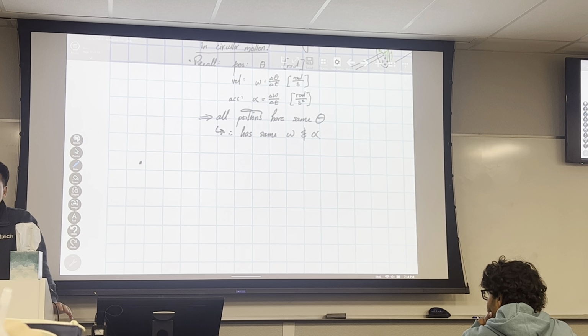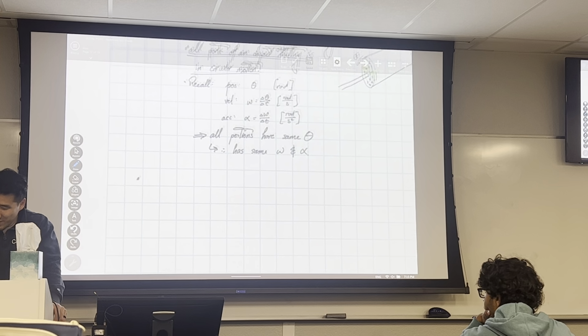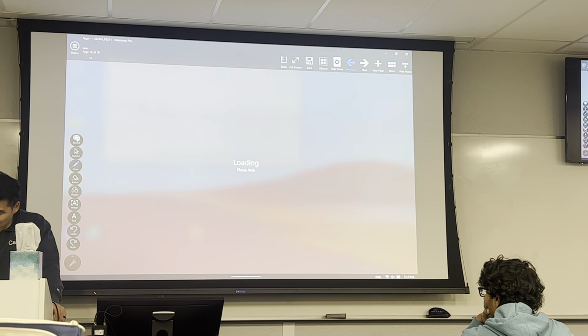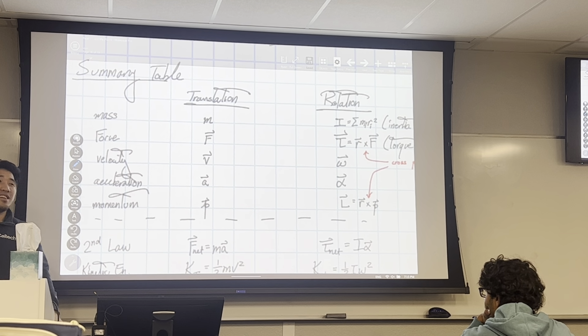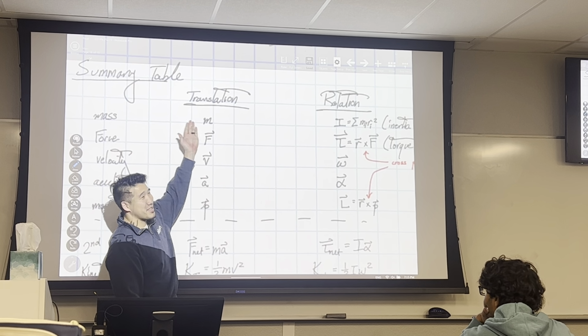I promise you, you know how to do all of the last steps because we did all of those in translational motion. What we have to do is do a few things before step 1. Unfortunately, those also tend to be the more difficult steps. And let me show you what I mean. In translational motion, you're just given mass. And then what do you do? You just use it.